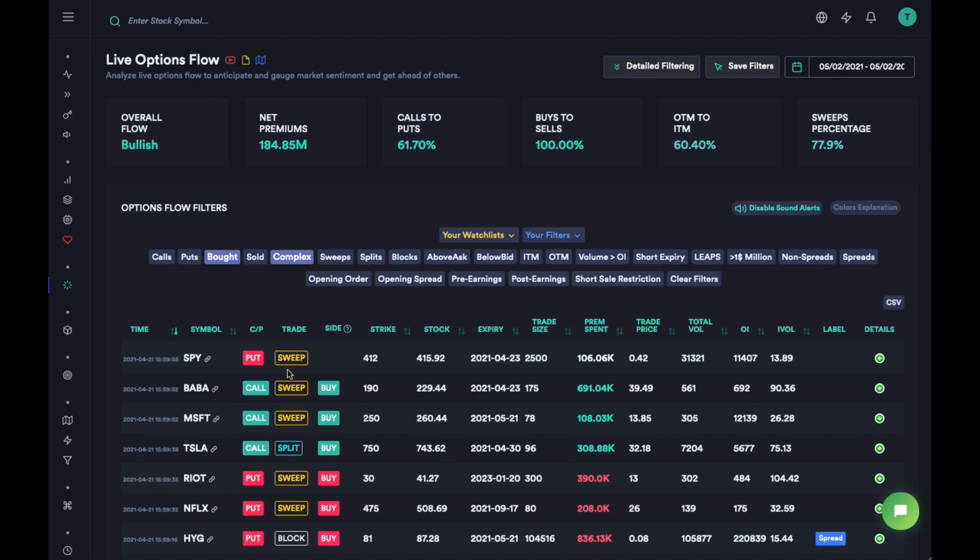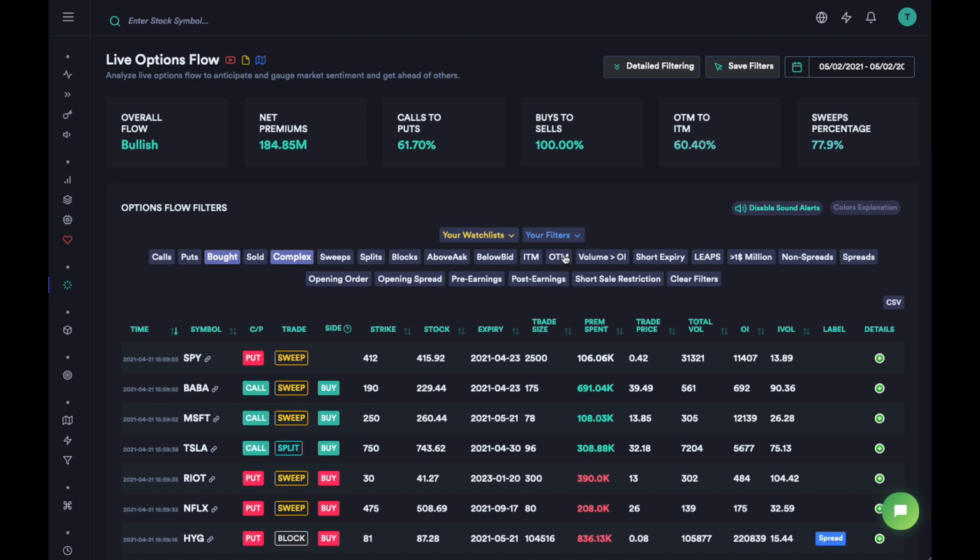So sweeps, as you should know by now, are orders split into smaller orders and then filled by different exchanges. People often do this to either hide their intentions or just be a little bit invisible to other participants in the market. So these are really good because you know that someone is trying to hide their large order and split it into smaller orders, but our live options flow tool actually shows you the entire order in a single row. So these are good. So this is a really good filter.